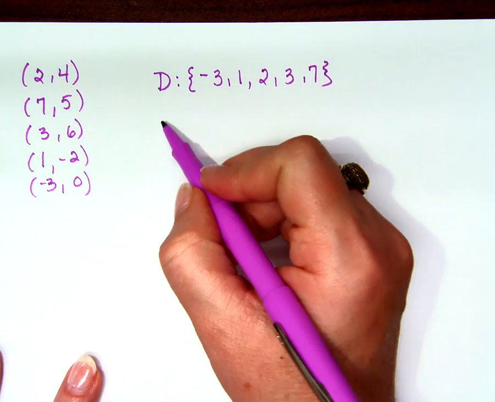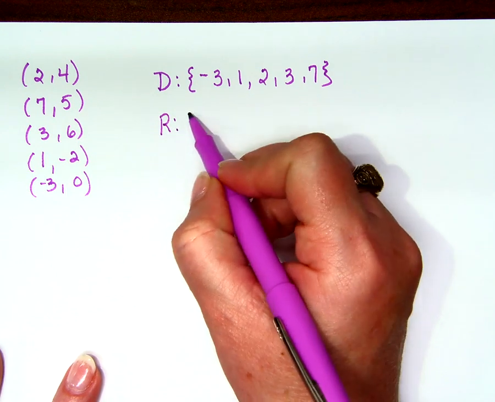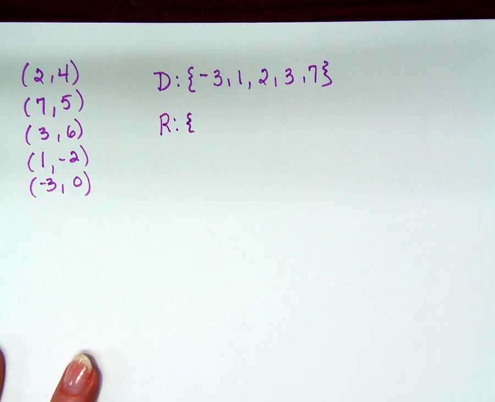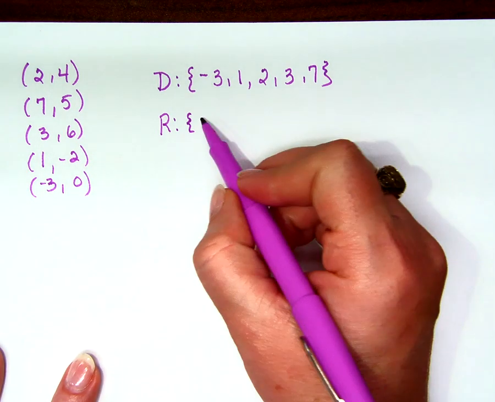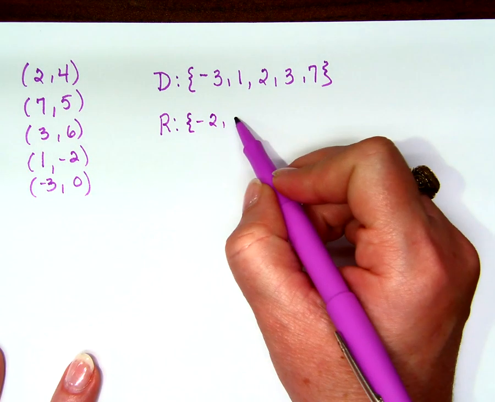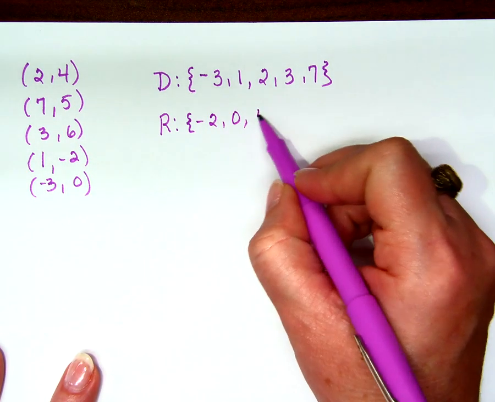Okay? Same thing with range. What's the range of this relation? Negative 2, 0, 4, 5, 6.